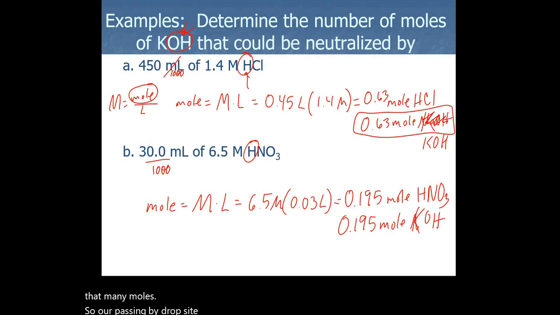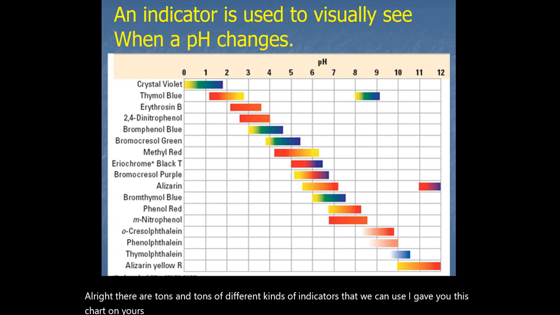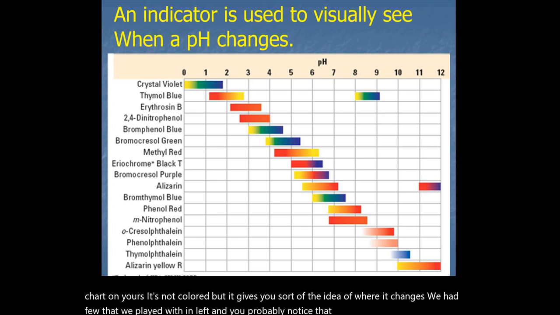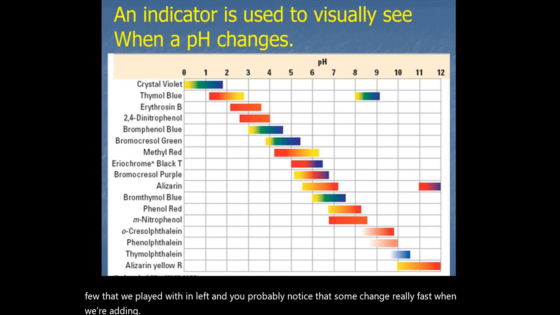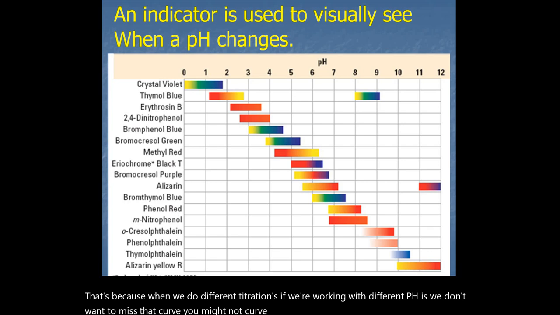Okay, we'll get there. All right, there are tons and tons of different kinds of indicators that we can use. I gave you this chart on yours. It's not colored, but it gives you the idea of where it changes. We had a few that we played with in lab, and you probably noticed that some changed really fast when we were adding acid or base to it, others didn't. That's because when we do different titrations, if we're working with different pHs, we don't want to miss that curve. It might not curve up as much as the strong acid, strong base. We might just have a little teeny curve, and we've got to catch it within that little amount of area.